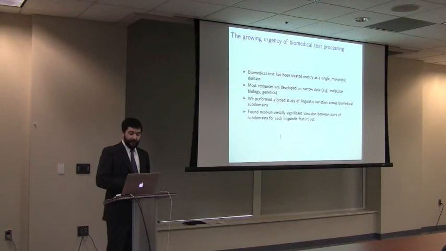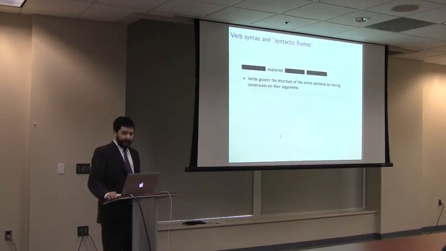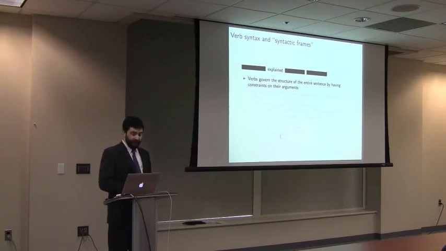So one of the first things that we did was we performed a broad study of linguistic variation across different biomedical subdomains. I won't show the actual results from that study now, but we found nearly universally significant variation between all the pairs of subdomains that we looked at for pretty much all of the feature sets we looked at. And these were feature sets like distributions over part of speech tags, over syntactic structures, some distributional semantics, lexical features, and so forth. So that's one aspect of the motivation.